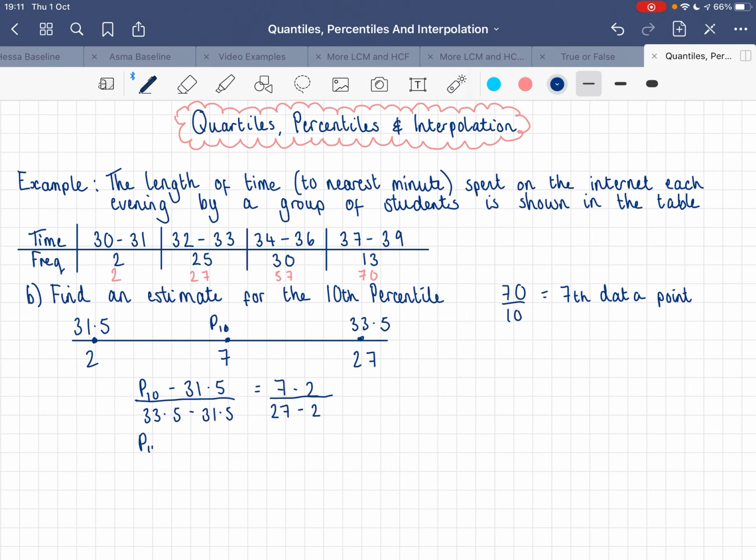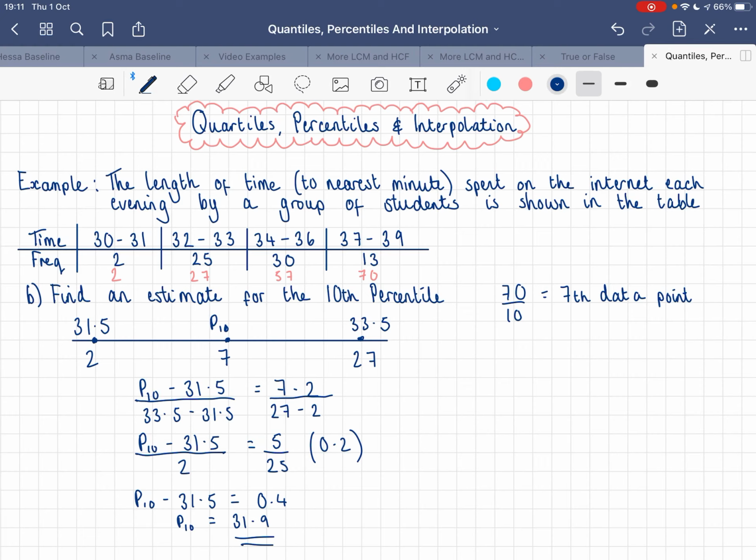Work out the bits that you can, so P10 minus 31.5 over 2 is equal to 5 over 25, or 0.2. I'm not going to put it on a new line or I'm going to run out of space. I'm going to multiply the 2 across, so I get P10 minus 31.5 is equal to 0.2 times 2, which is 0.4. And then I'm going to add the 31.5 across, so I get 31.9. So your estimated value for the 10th percentile would be 31.9.